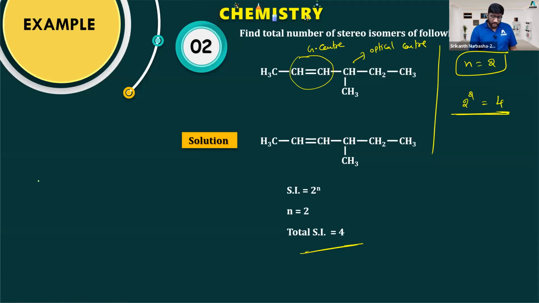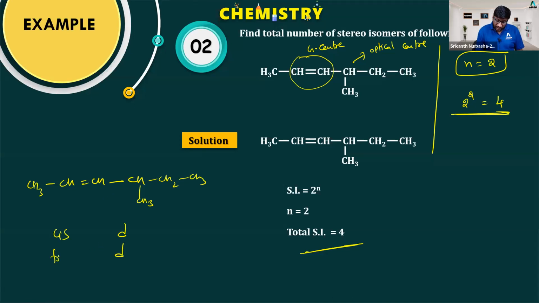We can apply the same logic again. We can have CH3, CH double bond CH, CH, CH3, CH2, CH3. Here I can have the D form with cis, the D form with trans, and also the L form with cis, and also the L form with trans. So how many are there in total?